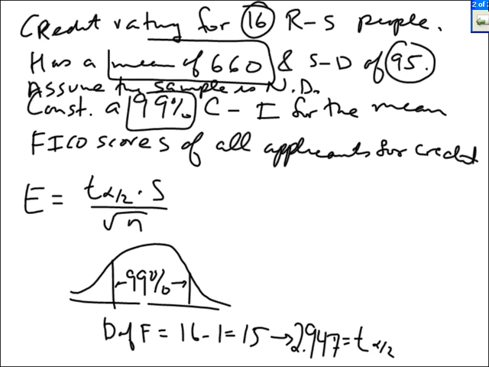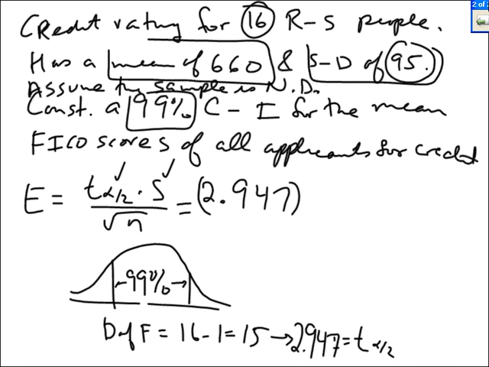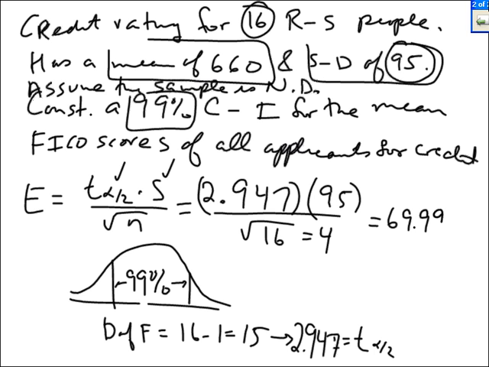The whole job is to find E. t sub alpha over 2 is 2.947 times s, which is 95. Then you divide this by the square root of n, where n is 16. If you know that's 4, just hit divide by 4. It turns out that if and when you crank out these numbers, you get just below 70. You get 69.99. That is the value for E.